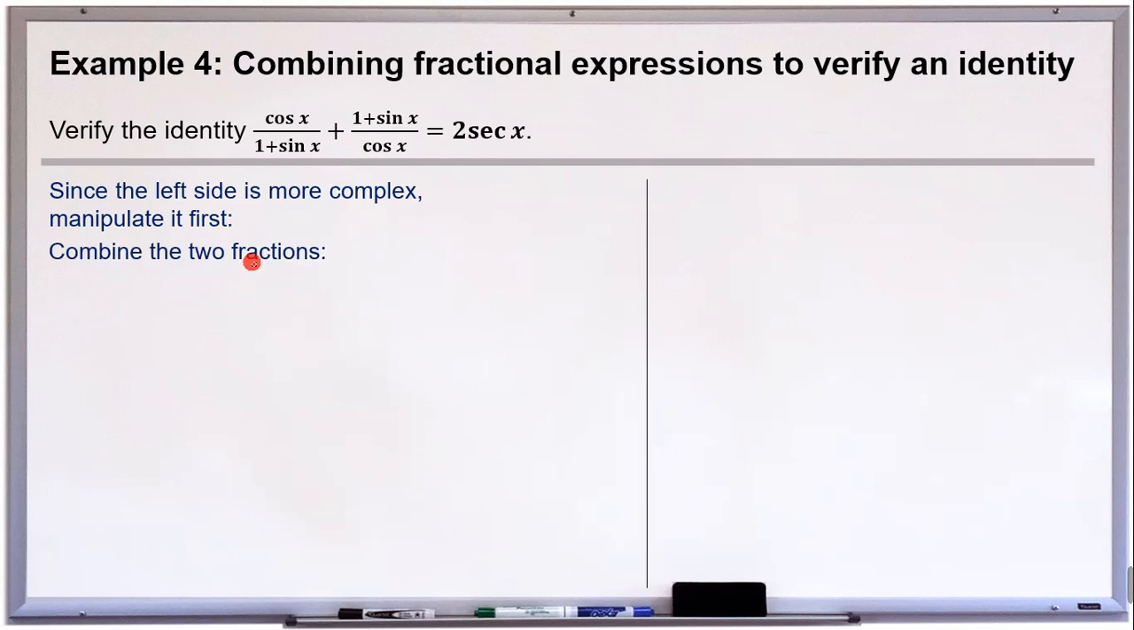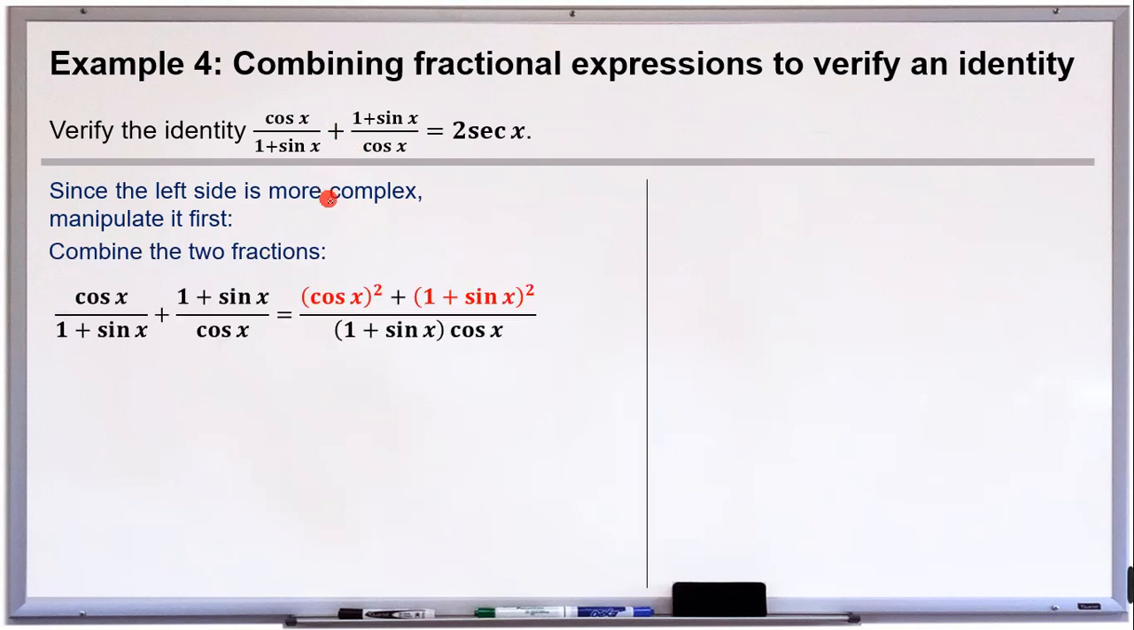So the first step is to combine these two fractions with LCD equal to 1 plus sine x times cosine x. So divide this one by 1 plus sine x, and the result is cosine x, multiplied by the numerator, that will give us cosine x squared. Next, for the second term, divide this one by cosine x, that will give us 1 plus sine x, and then 1 plus sine x multiplied by the numerator, that will give us 1 plus sine x squared.